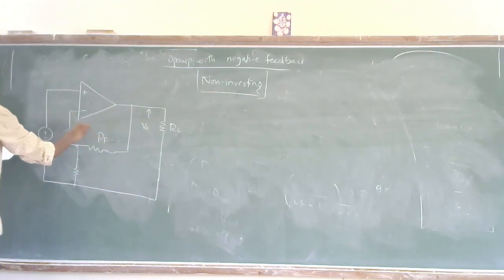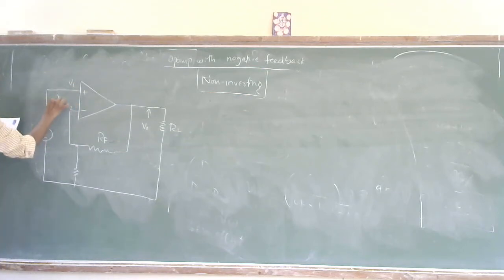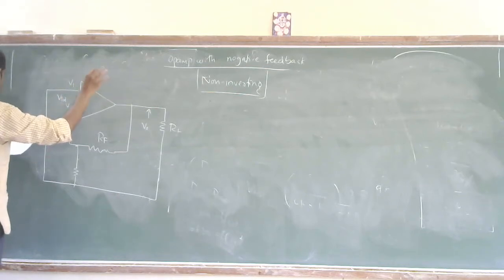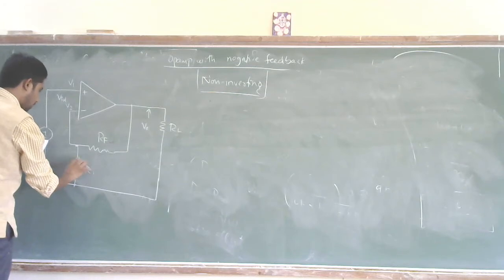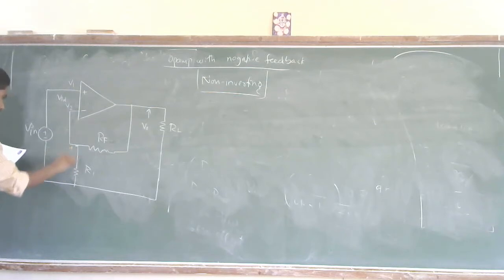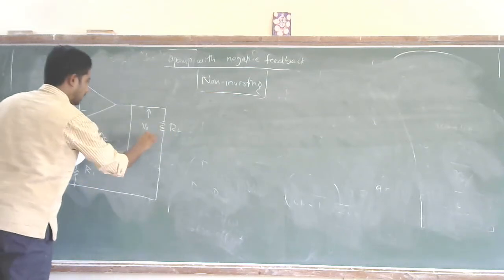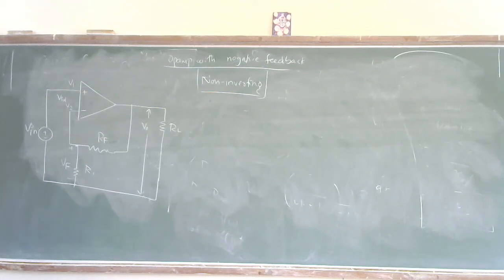So this is my RF. Of course, these are my two voltages V1 and V2, and the difference of these two voltages is my VID, and this is my VIN plus. VCC and VEE will definitely be there. This is RF, and let me consider this as R1, and the voltage that is coming across R1 I consider as VF. And that is my load resistance, and across the load resistance I am going to take the output voltage. So that's how your circuit looks.